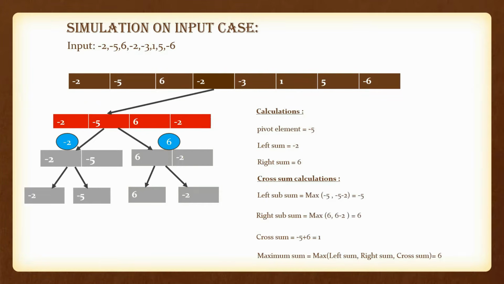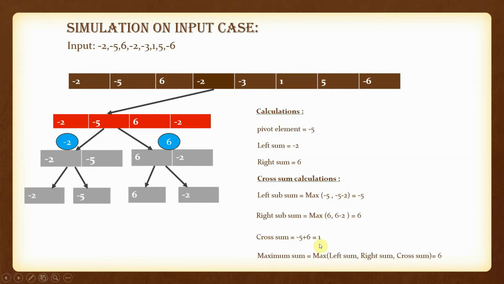Moving upwards, we have already calculated left and right sum. As -5 is our pivot element, left subsum will be the maximum sum starting from the pivot and ending on the left. So while traversing to the left, the first left subsum will be -5 itself. The second left subsum will be the sum of pivot and left element. Then we'll take the maximum value between these two. So here maximum is -5. Similarly, we'll calculate right subsum. For calculating right subsum, we'll start from pivot plus 1 till the end.